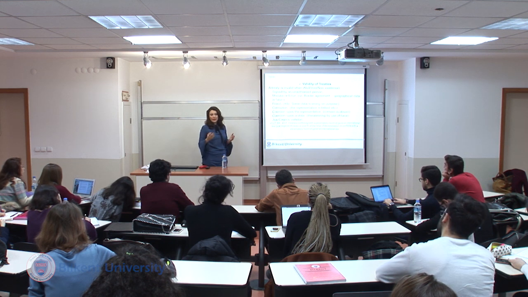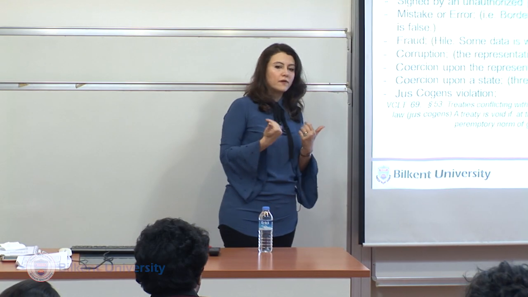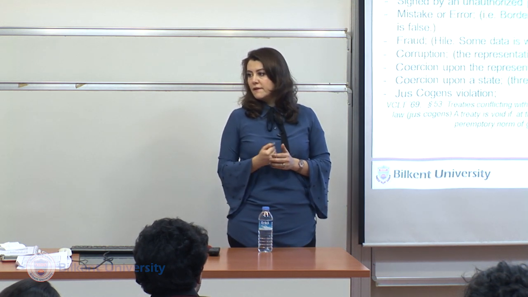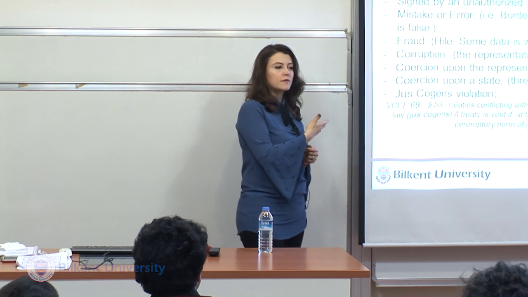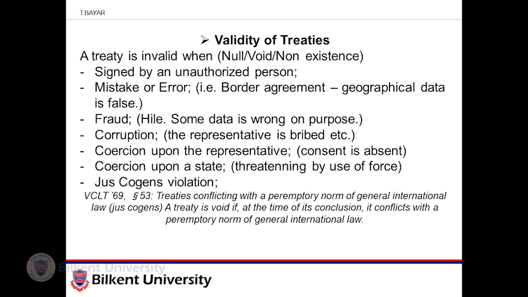So if a student has signed the treaty, we're citizens of our state, but we're not representatives of our state. So if a non-representative person signs it, then the treaty is known as null and void actually. Anlaşma batıl olur. So the treaty becomes void.